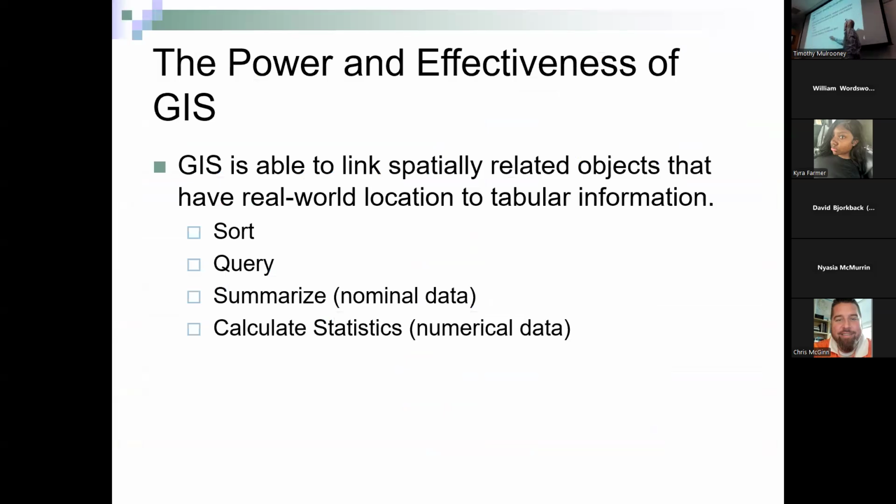Now, the power and effectiveness of GIS, and to me, over Excel and Access, is that we can sort highest to lowest, ascending, descending, query. What's this word query mean again? Asking questions of the data. How many crimes occurred within a certain distance of a school? How many crimes occurred on a Wednesday? How many crimes occurred on a Tuesday?